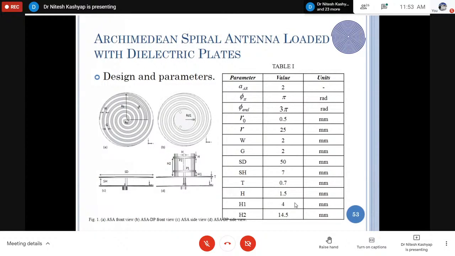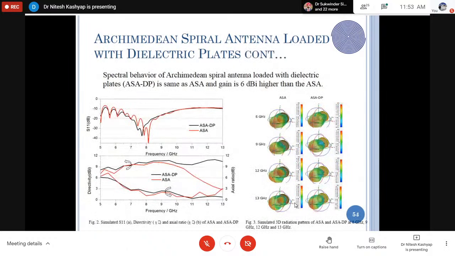I have used a simple plate of dielectric, which is easily available in the market, that is FR4. Now, what I found is that if I place the dielectric plate on the antenna, the properties of the antenna improve dramatically.